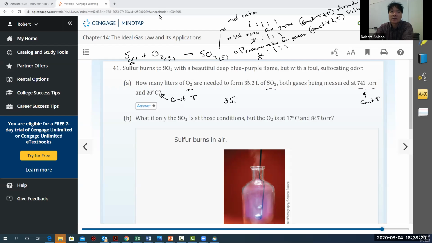Let's see, is the ideal gas law. When we look at the ideal gas law, the volume is equal to nRT over P.